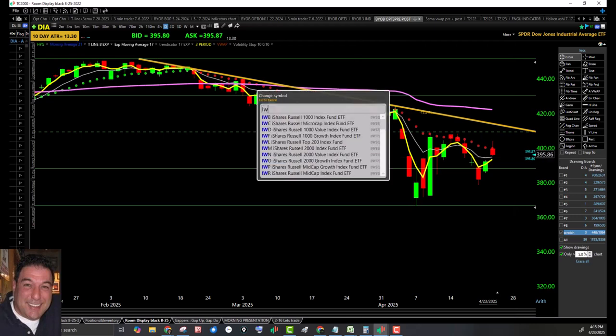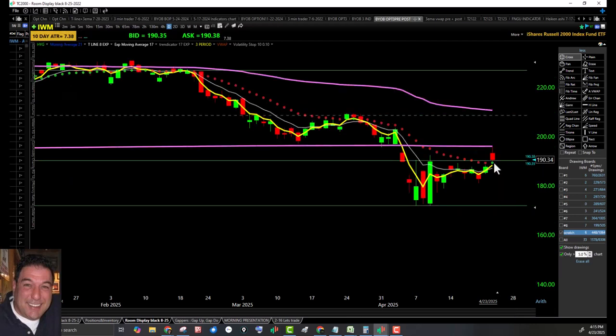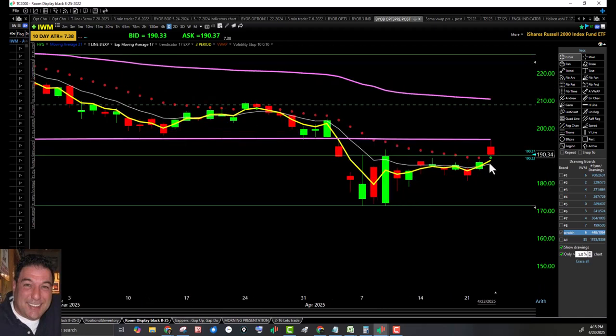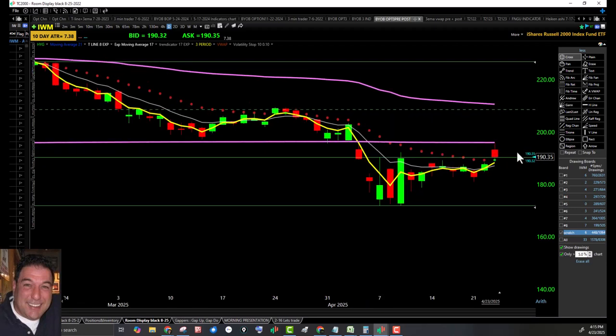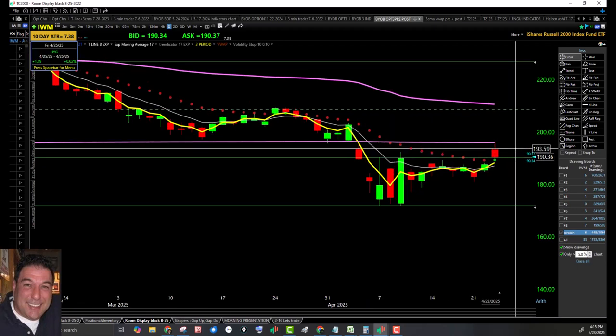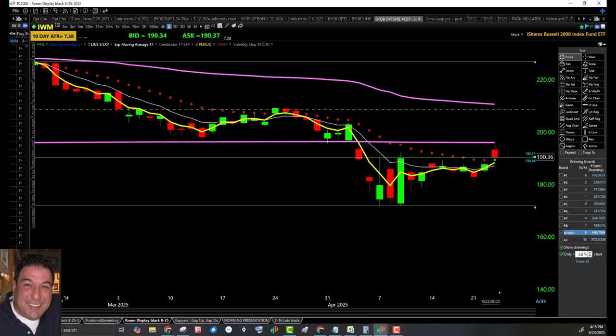Let's take a look at IWM. IWM, higher low, higher high, closing over a bullish trap or a bullish cross, closing over the falling 17, closing under the all-time high anchored VWAP, still in the lower third, so that's still bearish. Okay, if they're still in the lower third, they're still bearish.